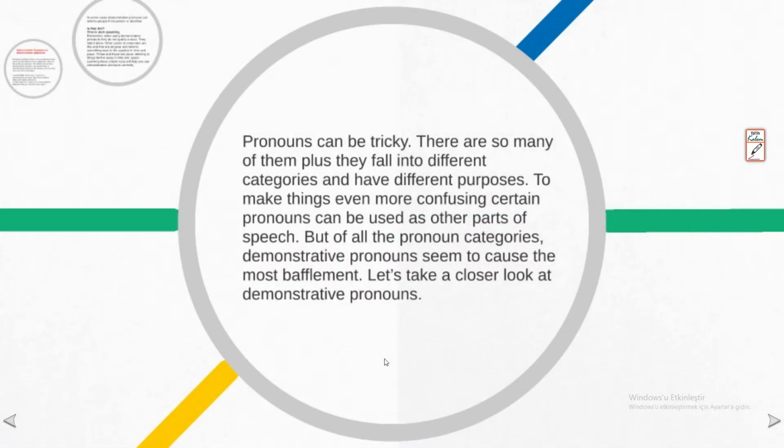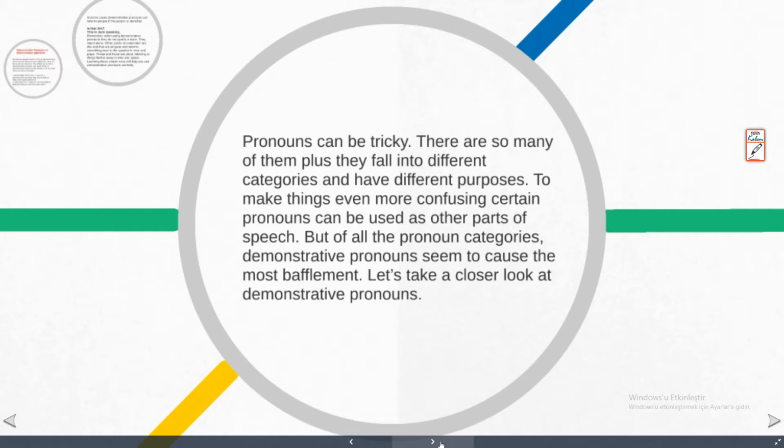Pronouns can be tricky, my friends, and there are so many of them, plus they fall into different categories and have different purposes. To make things even more confusing, certain pronouns can be used as other parts of speech. But of all the pronoun categories, demonstrative pronouns seem to cause the most bafflement. Let's take a closer look at demonstrative pronouns with you.